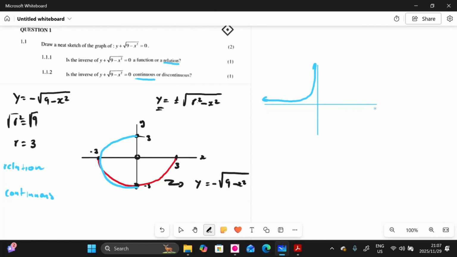A hyperbola like this one here. In order for me to complete this graph here, I have to break the line and draw another part on the fourth quadrant. So in order for us to draw this graph here, we have to break the line, okay? So this type of graph here, it's discontinuous. But as for this one here, that is continuous.